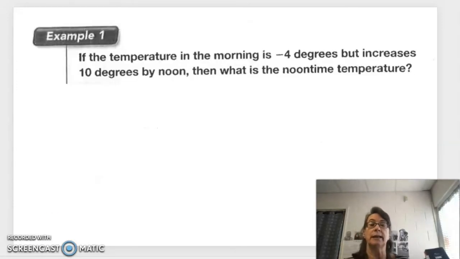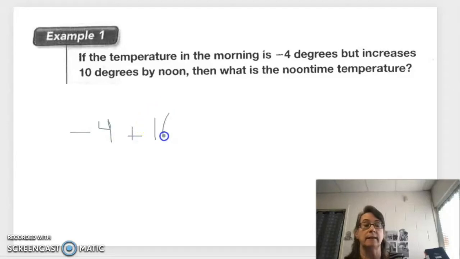So example 1, if the temperature in the morning is negative 4 degrees, but increases 10 degrees by noon, then what is the noontime temperature? Okay, so we started at negative 4 degrees. We increased by 10 degrees. So how do we figure this one out?